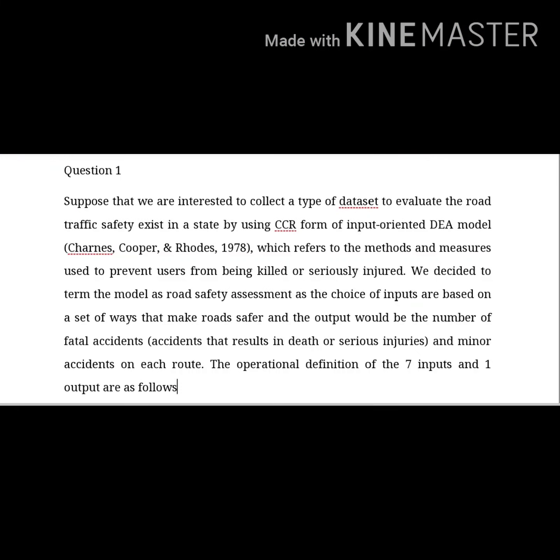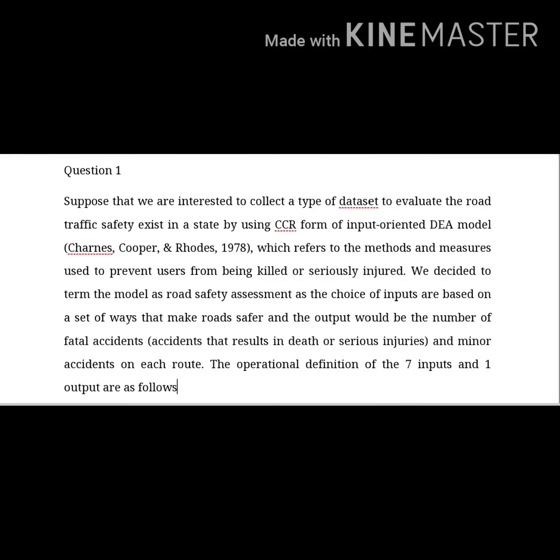Question 1. Suppose that we are interested to collect a type of data set to evaluate the road traffic safety that exists in a state by using the CCR form of input-oriented DEA model, Charnes, Cooper and Rhodes 1978, which refers to the methods and measures used to prevent users from being killed or seriously injured.